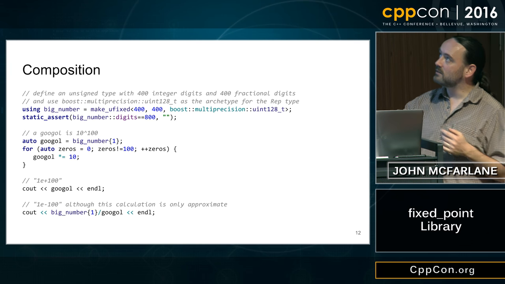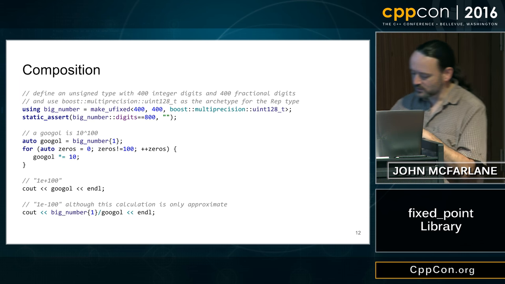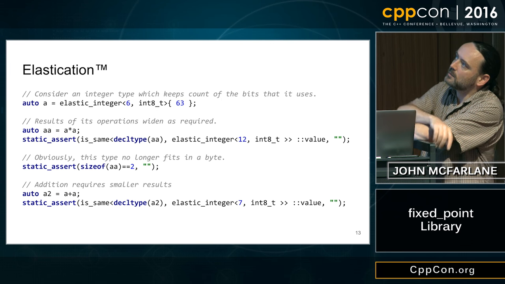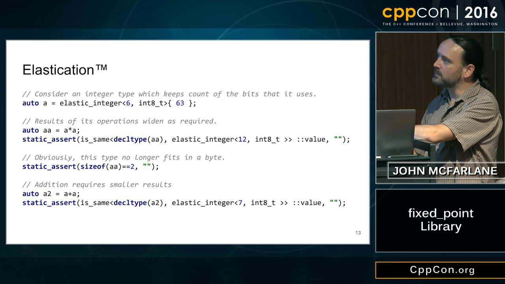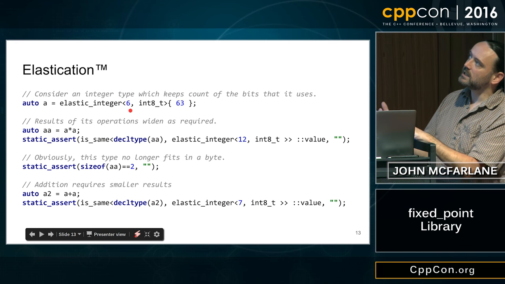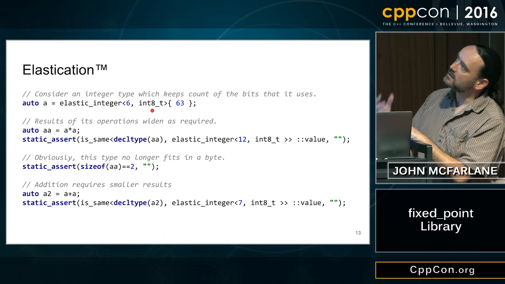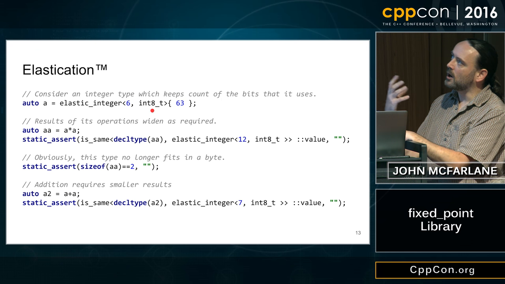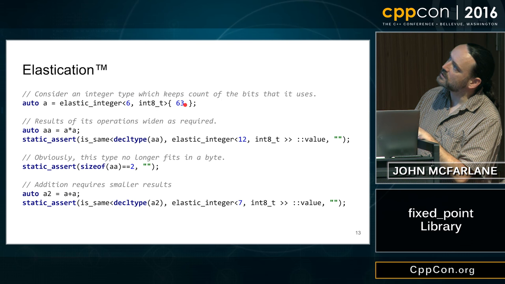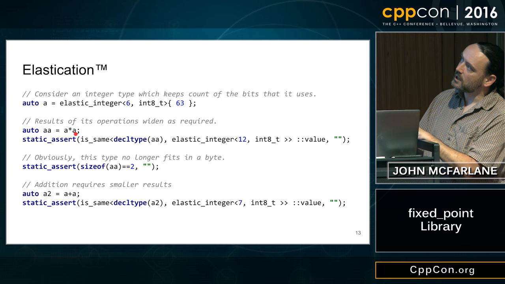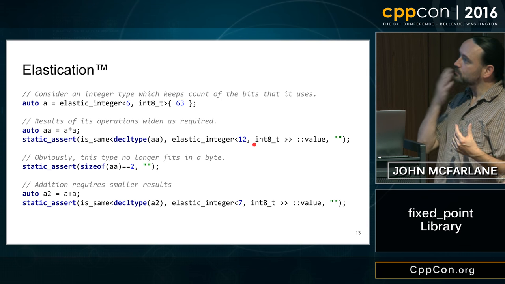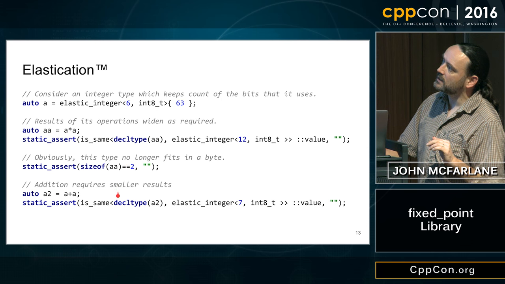There was relatively little plumbing necessary to adapt Boost Multi-Precision to work with fixed point. And there's no need to stop there. I've been working on a type called elastic integer, which would be the second of those four categories, where you say, hey, give me a 6-bit integer as the archetypal representational type. I want it to use int8 to store this value 63. And then when I square my elastic integer type, what I get back is something that will widen by the correct number of bits. So say down here, I add these two values together.